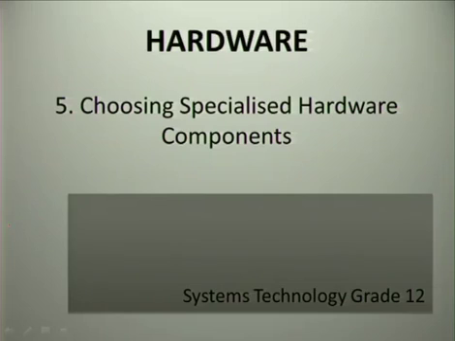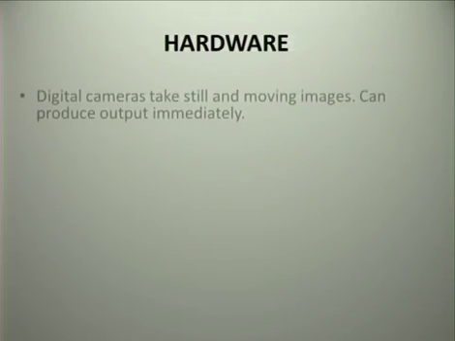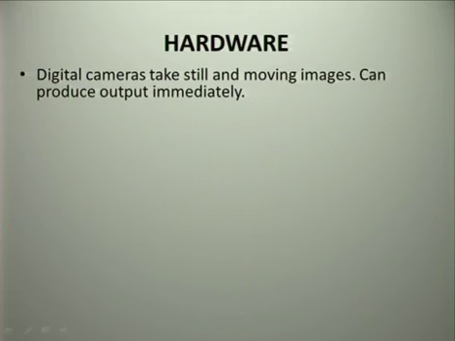We are looking at systems technology, and our focus would be on choosing specialized hardware components. Now, to choose hardware can be difficult because there's a lot of different devices that are available out there. The first device that we're going to look at are digital cameras. Digital cameras take still and moving images, and they are able to produce output immediately.